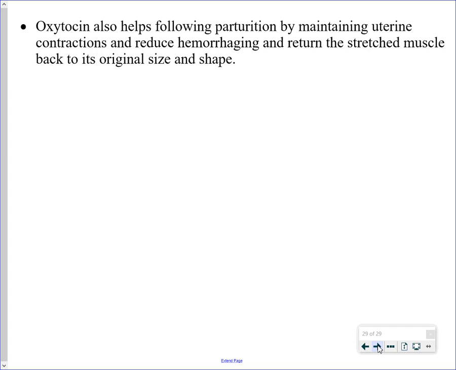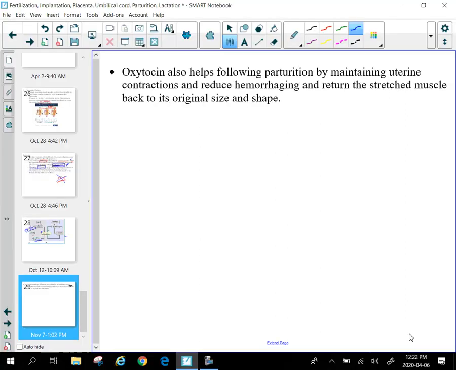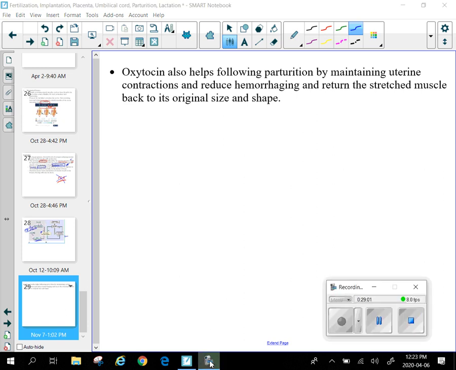And just one final note, even after the baby is delivered, that oxytocin is going to continue to lead to uterine contractions, and that is going to serve a couple of functions as I have here: reducing any bleeding or hemorrhaging, and eventually over time, returning the uterus back to the original shape, the original size.